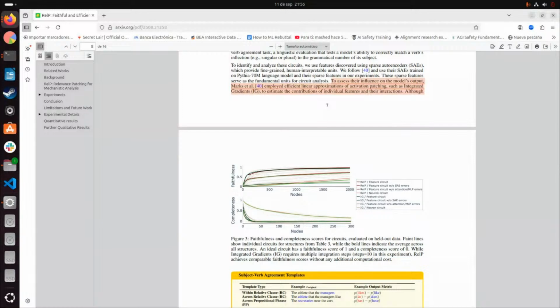Wait, yeah, they're using baseline comparisons. I think that might be just attribution patching. Yeah, so you could just replace that with this relevance patching thing. It's basically the same thing. You're just using a different score, so you could just swap it.